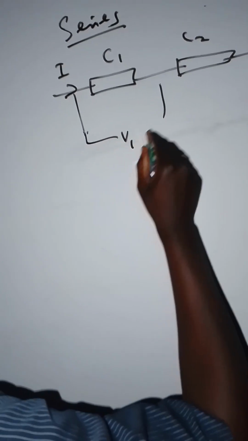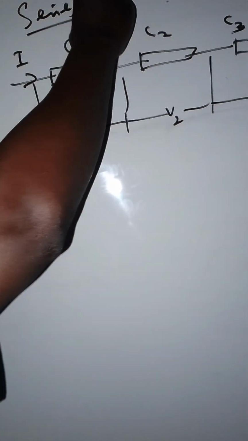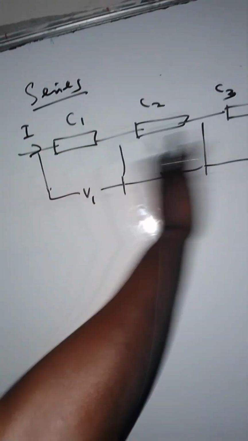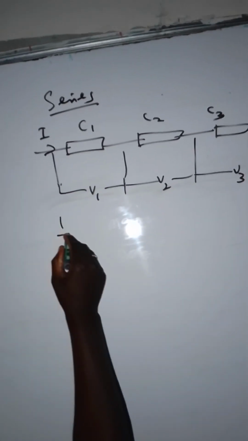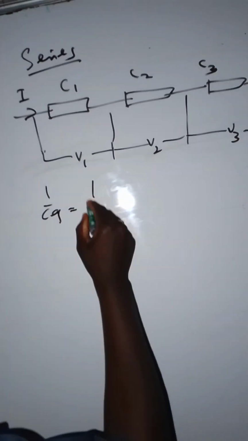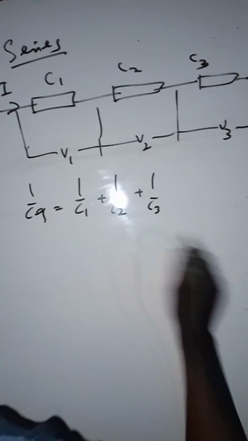So, in a nutshell, for capacitors arranged in series, we have different potential differences, this is V3, but they have the same current. Capacitors in series will have the same current flowing through them, but different potential differences. And the formula for the equivalent capacitance is 1 over C equivalent equals 1 over C1 plus 1 over C2 plus 1 over C3, as the case may be.